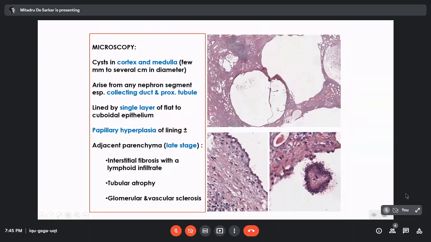So that's all about the microscopic findings in this particular disease. You have a diffuse obliteration of both the cortex as well as the medulla. The most important thing is that the cysts here can arise from any of the nephron segments, although the most common site of involvement is the collecting duct and the PCT, proximal tubule. Single layer of epithelium, sometimes with papillary hyperplasia, and the adjacent parenchyma will show interstitial inflammation, fibrosis, tubular atrophy, glomerular sclerosis, etc. as a secondary change during the later stages of the disease.